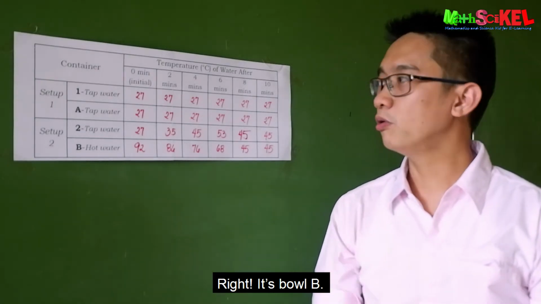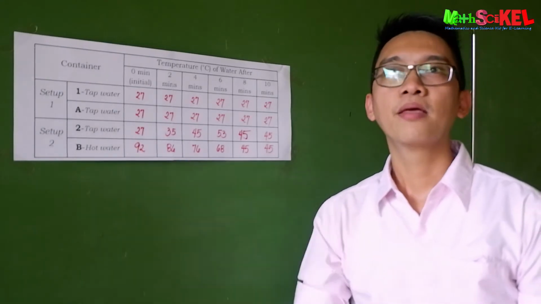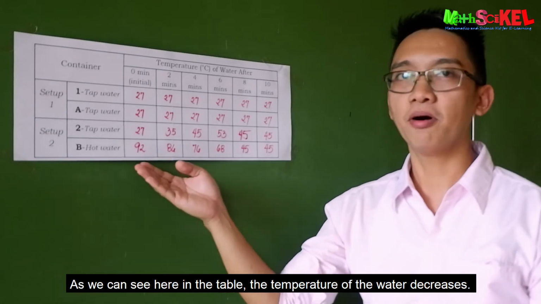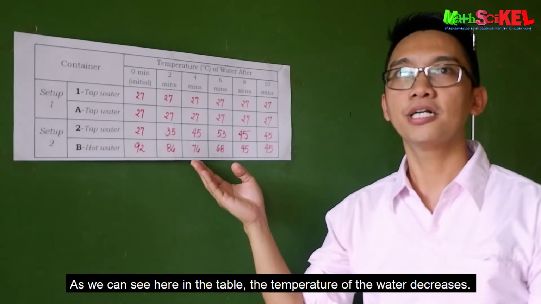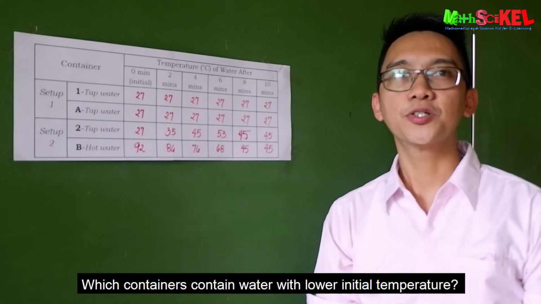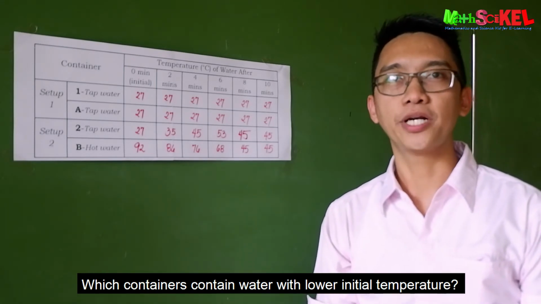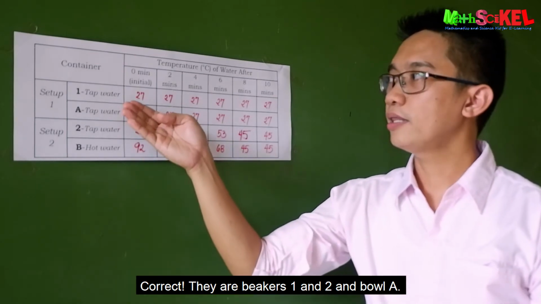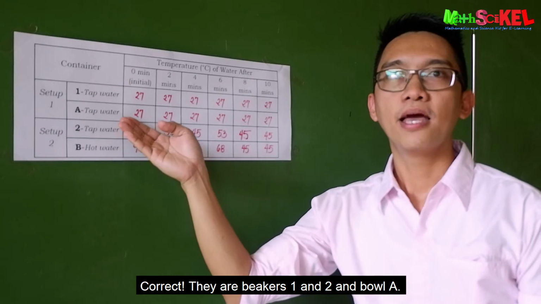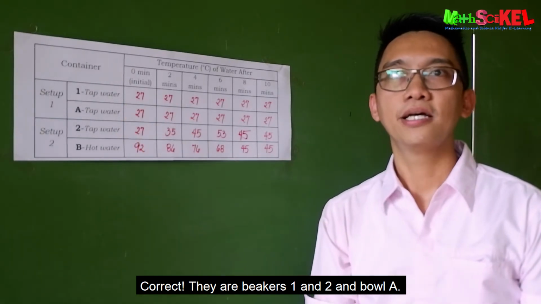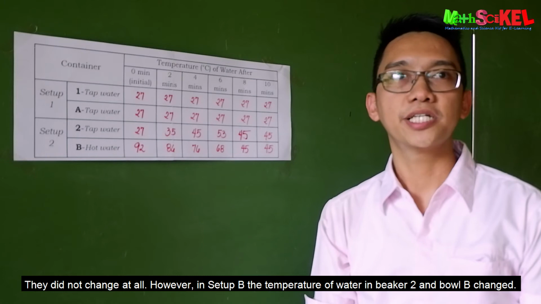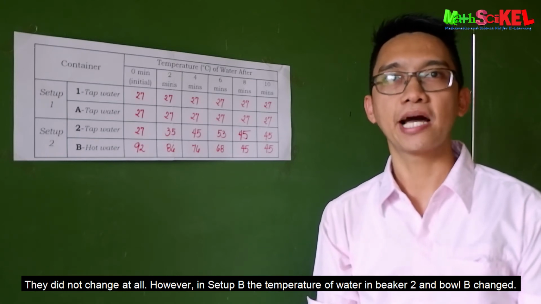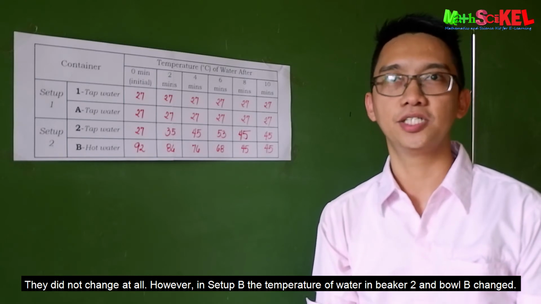Which container contains water with higher initial temperature? Right, it's bowl B. What happens to its temperature after 2 minutes? As we can see here in the table, the temperature of the water decreases. Which containers contain water with lower initial temperature? Correct, they are beakers 1, 2, and container A. They did not change at all. However, in setup B, the temperature of water in cup 2 and container B changed.